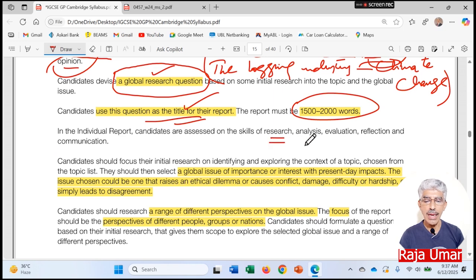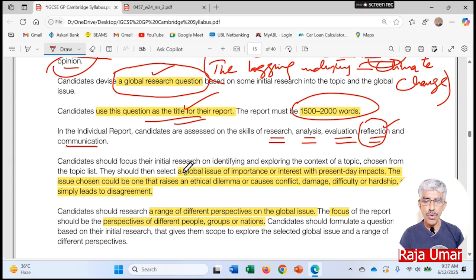And again, a refresher: research, analysis, evaluation, reflection, and communication. Reflection was left, that what was your personal learning out of this research, what was your perspective before the research, whether your perspective got authenticated after the research or your perspective got changed. So it means that what you have learned out of that research, that is what we call reflection. So you are supposed to explain that one, and it has marks over there in the marking scheme. I will show you that marking scheme as well.